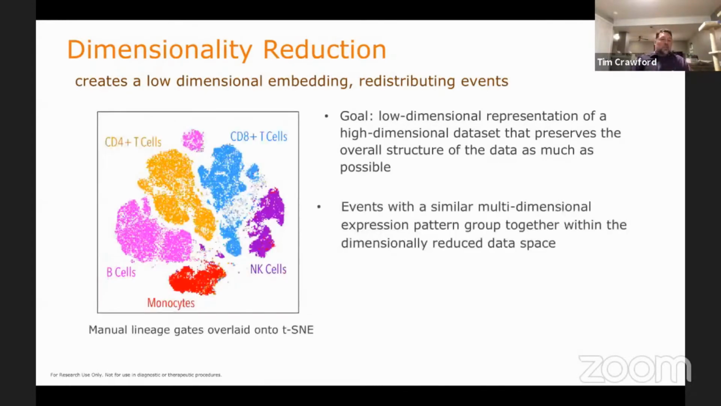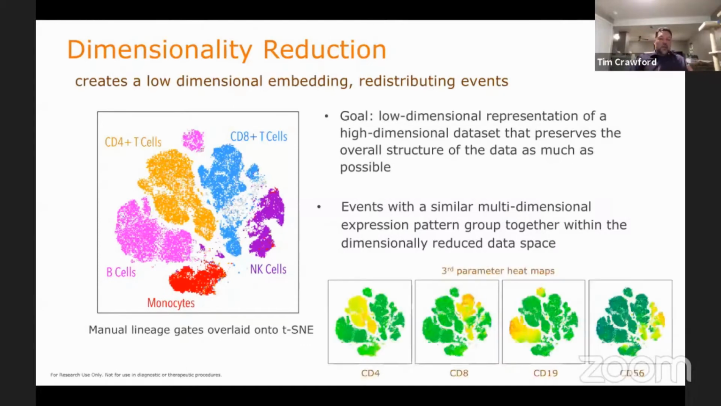And you can see that by taking your manually gated populations and just overlaying them onto this dimensionally reduced data space, and events that are similar to each other should be grouping together within this space. You'll see that with overlays of your lineages. You can also turn on a third parameter, a heat map of a third parameter across that data space to orient you and focus in on the various areas or regions where you see expression of your various markers of interest.